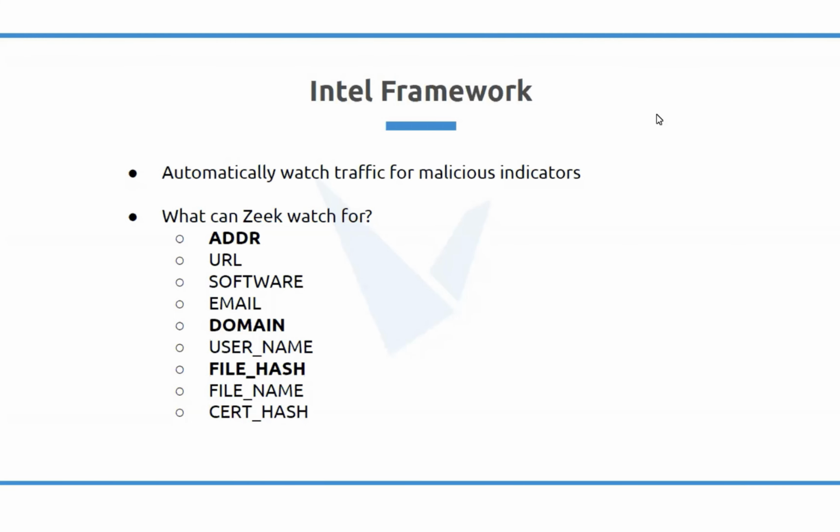The list shown on the slide is the different types of intel that Zeek supports, and the three that I have highlighted are the important ones that are very commonly used. The first is ADDR, which is the address, that means the IP address. If you have a list of malicious or bad IP addresses that you want to watch for in your traffic, Zeek is capable of supporting it. The second one is the domain, which is DNS. So if you have a list of bad or malicious domains that you want to look for, then you can absolutely use that.